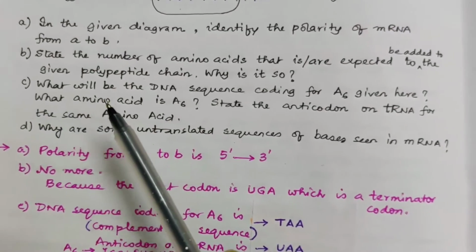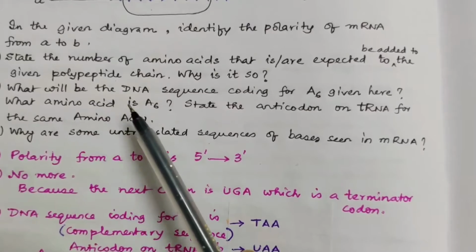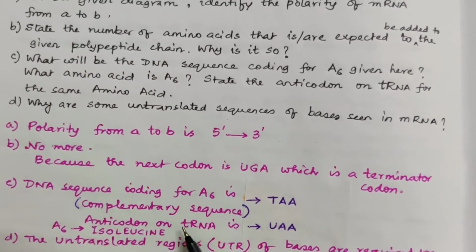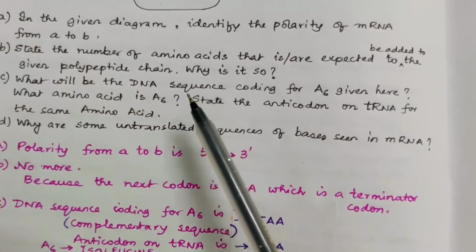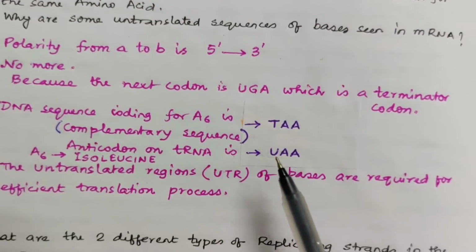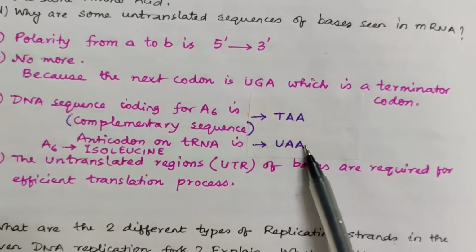Next part is, what amino acid is A6? A6 is isoleucine. State the anticodon on tRNA for the same amino acid. The anticodon on tRNA will be UAA.